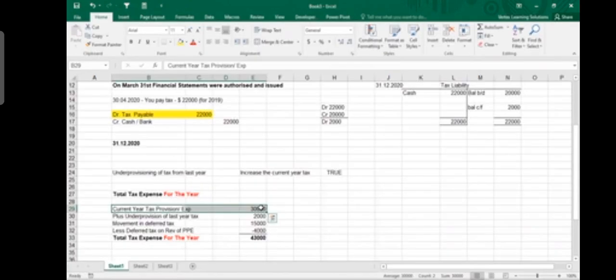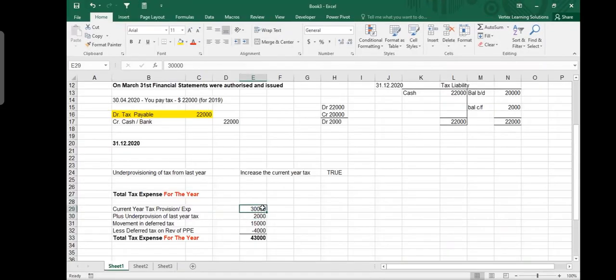And always remember, last year's under or over provision does not impact current year provisioning. So current year provisioning has no impact from last year. Even if I under provision 2,000, my current year is 30,000, that remains 30,000. It is only that in P&L, it will be impacted. In P&L, I just added it. In balance sheet, I will not add because I already have paid. If I ask you what goes into the balance sheet, you will say 30. If I say what goes to P&L for current tax, then you will say 30 plus 2 plus 15 minus 4, whatever. Clear? Clear, sir.